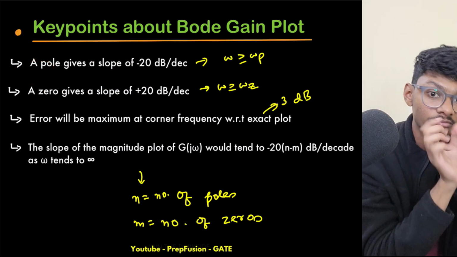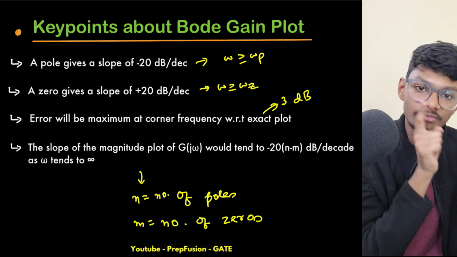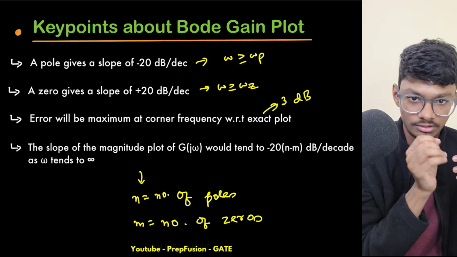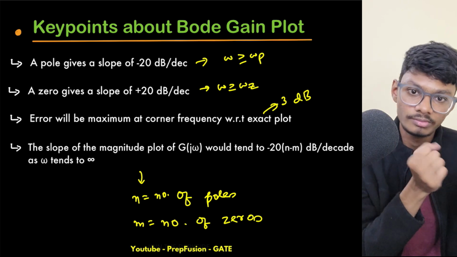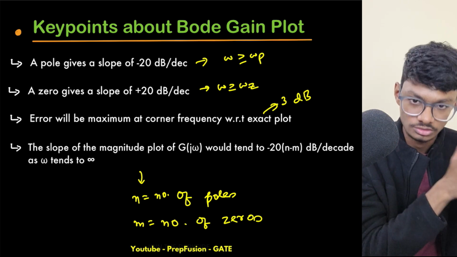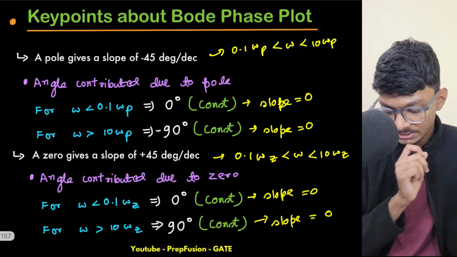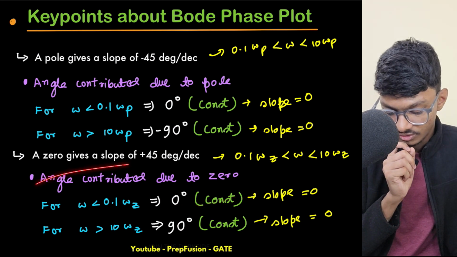Now what if I have multiple poles present? It will simply be a multiple of that. So if I have two poles, it will be minus 90 degrees per decade. We'll do that also in examples. There you will understand. So this is about a single pole.